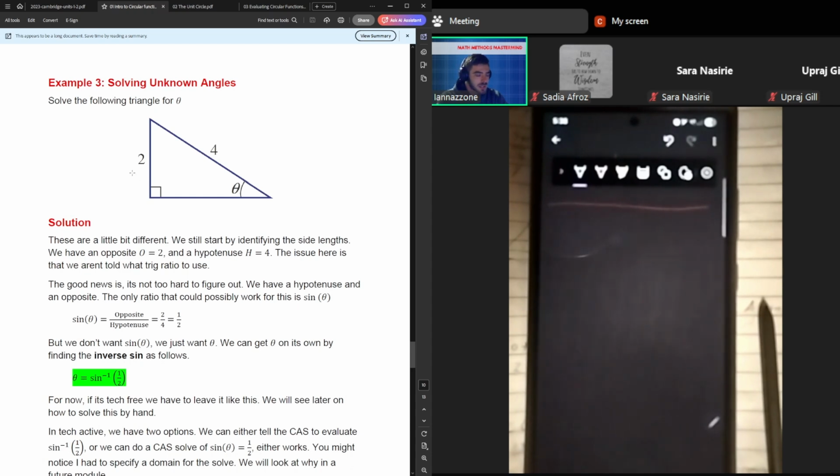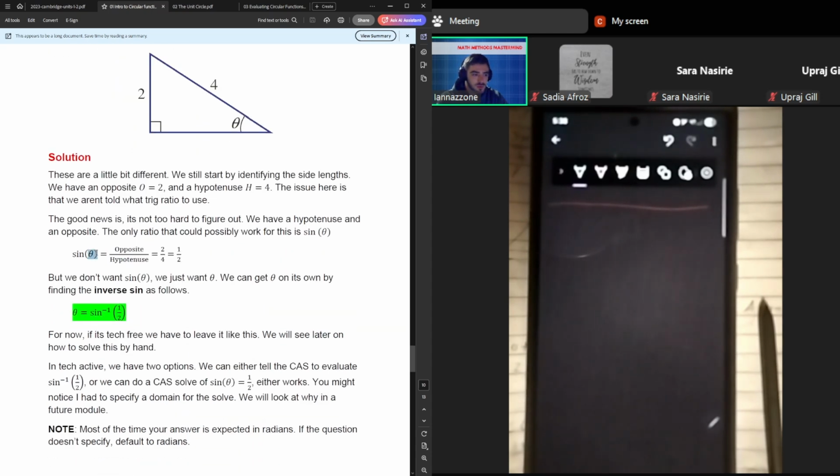In this case, we have the same triangle, but we're not looking for sine theta or any specific thing like that. We're looking for theta itself, not the ratio. So we're still going to start off with our sine theta equals 2 over 4, just like we did before. But we need to figure out a way to get theta on its own. That's where the inverse trig functions come into play.